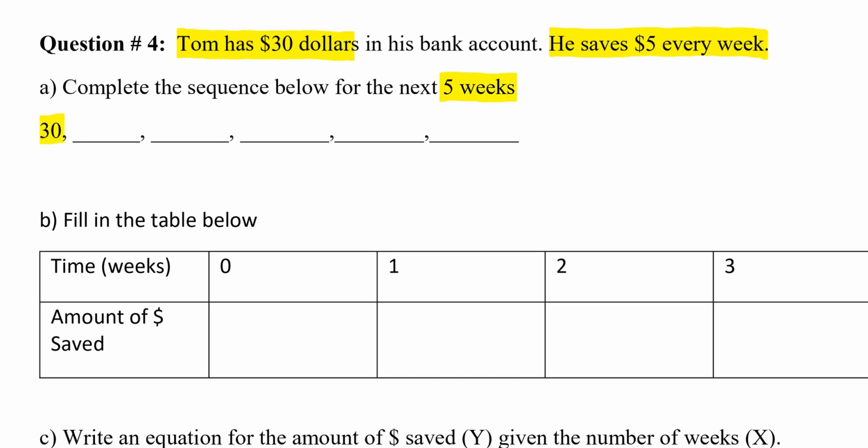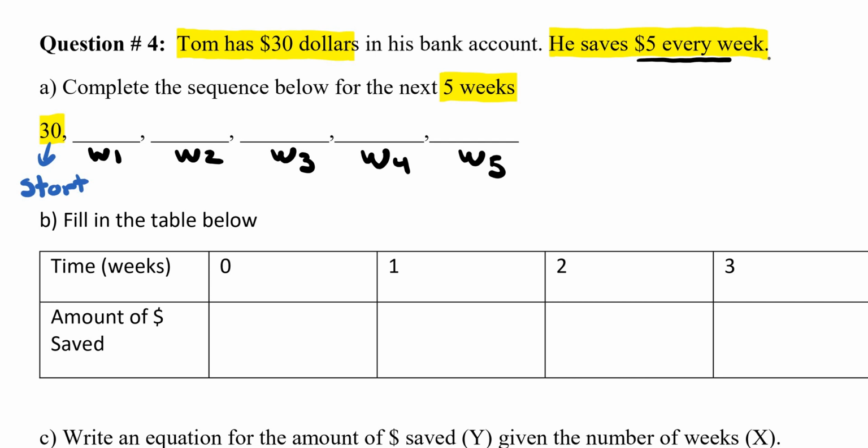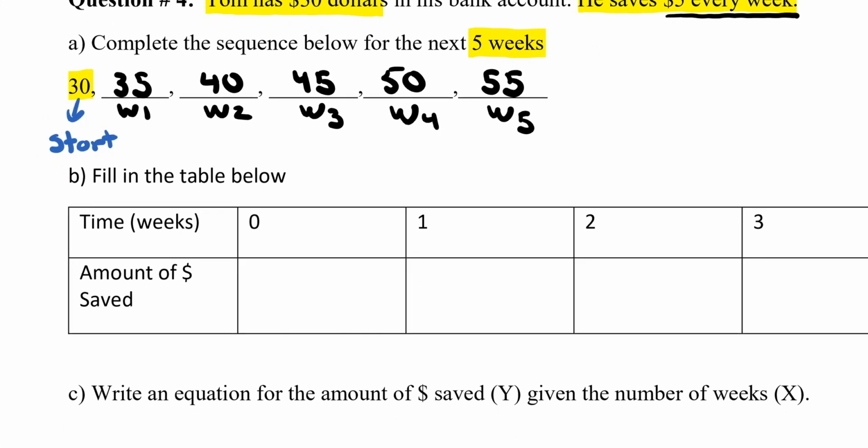So I guess this is what we start off with. So this is like your starting point. And then I guess this is kind of like your week 1, week 2, week 3, week 4, and week 5, right? And we're saving $5 every week. So this is kind of like an arithmetic sequence here. So in week 1, you'll now have $35, then $40, $45, $50, and $55. Okay, so a simple arithmetic sequence to get started there.